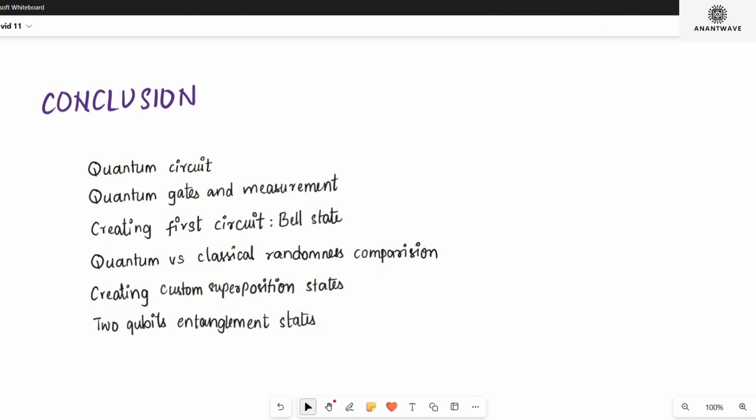Today, we took our first practical steps into quantum computing. From building basic circuits and exploring quantum gates to creating entangled states and comparing quantum versus classical randomness, we have seen how quantum systems behave in ways classical ones simply can't. This hands on experience sets the foundation for deeper exploration into powerful quantum algorithms.